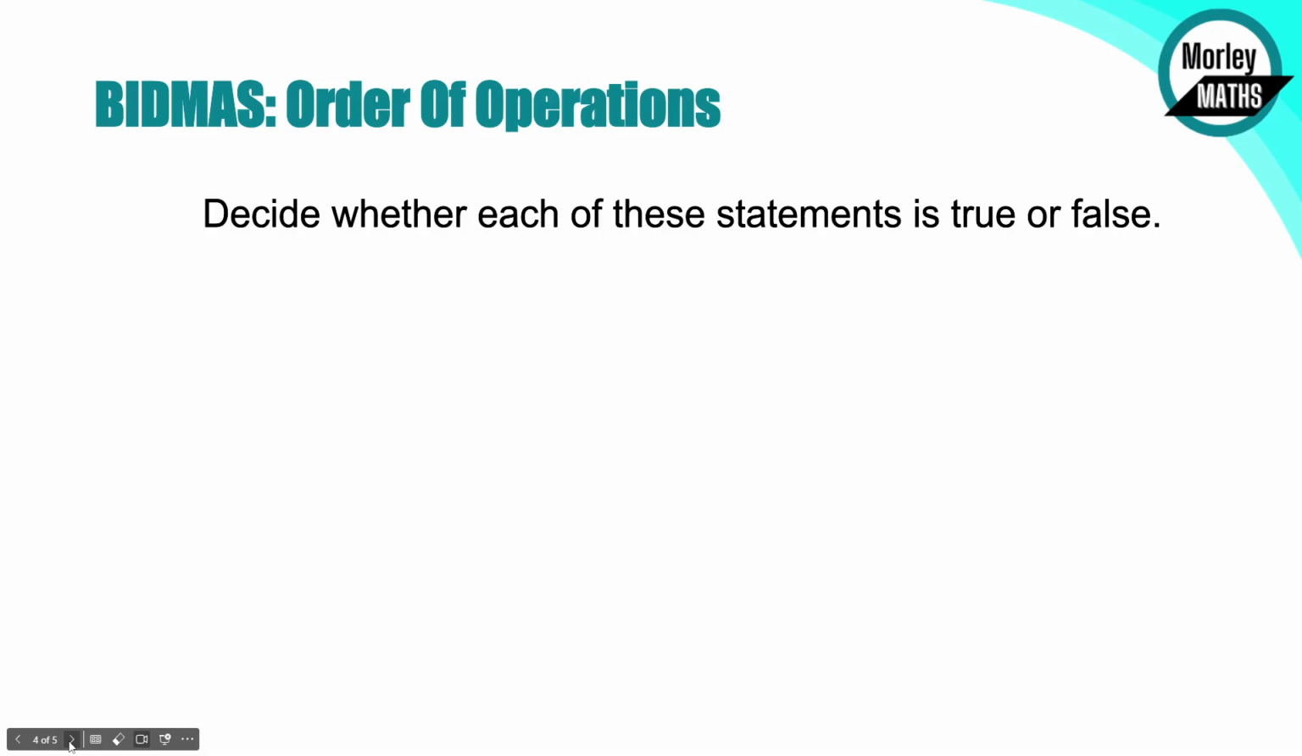Now we're going to have a look at these next ones, true or false. So do feel free to work these ones out, and we'll decide whether these ones are true or false. So have a go at this question, pause the video. Is the answer 6? Okay, if you said true, well done. We're looking at 12 divided by 4 is 3, and then 3 plus 3 is 6. So that one is true, absolutely.